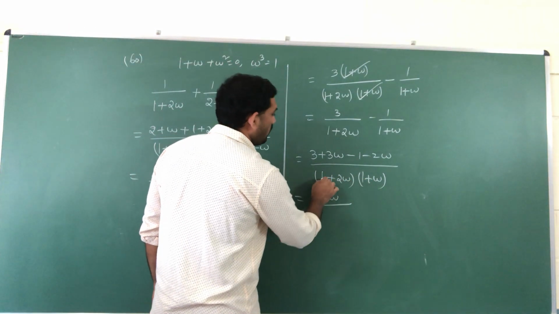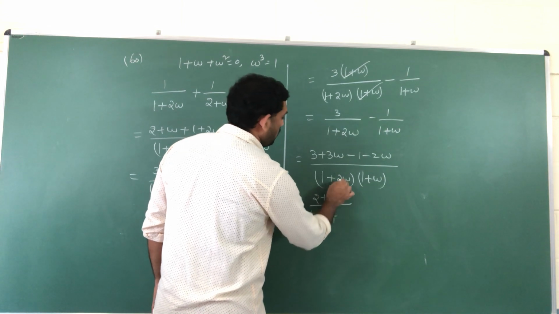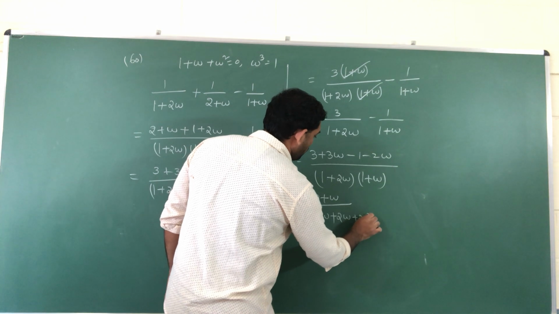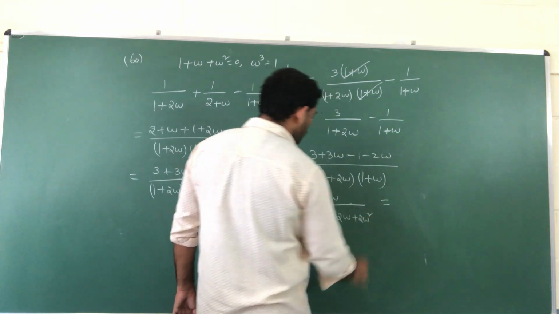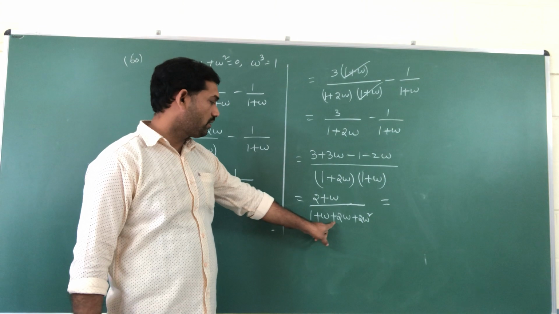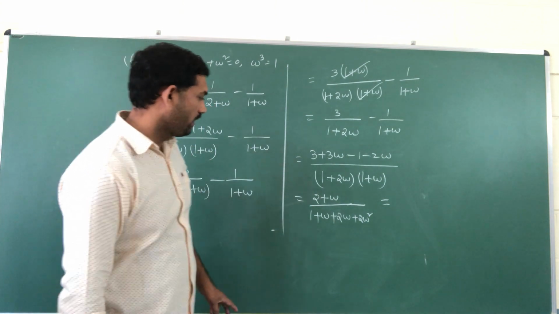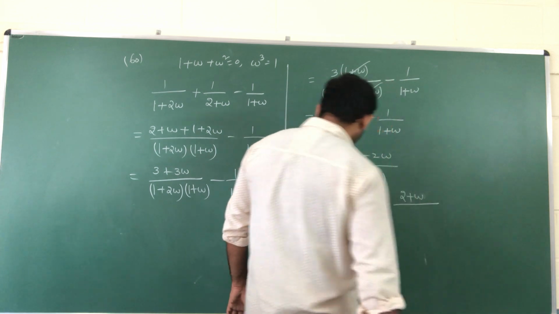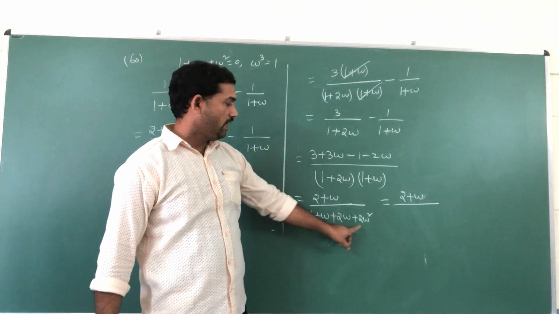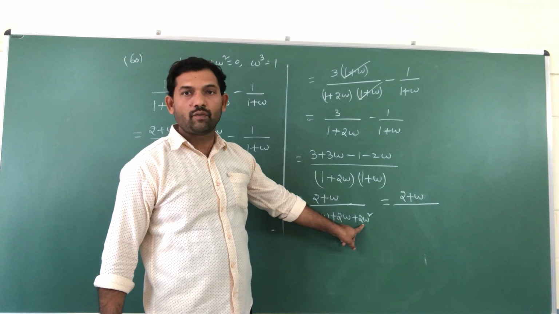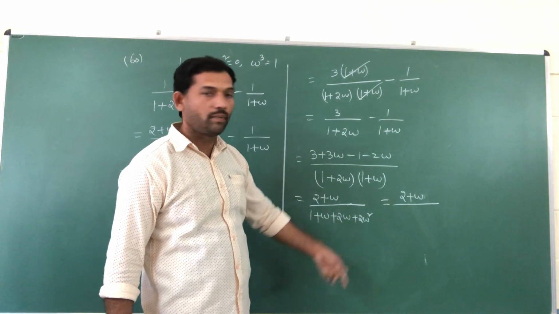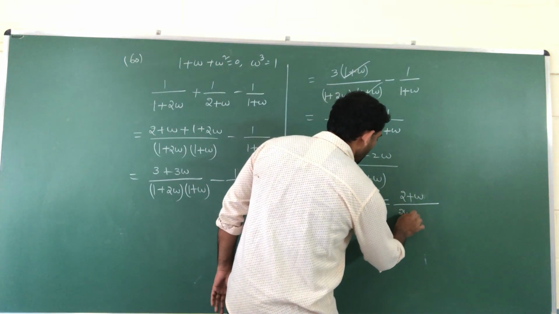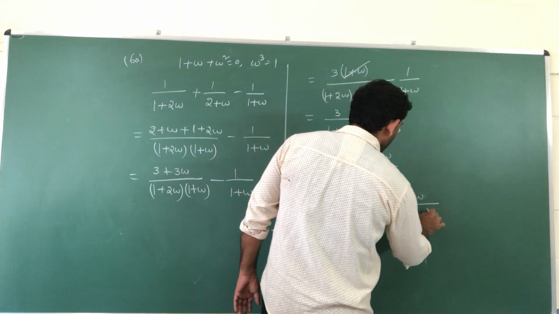Next, these two multiplied, what happens? 1 plus omega, plus 2 omega, plus 2 omega square. Downside value also: 1 plus omega square, 2 plus omega divided by 1 plus omega. Here 2 omega square is there, 1 omega square, and 1 plus omega square value becomes 0. So remaining 2 omega plus omega square.